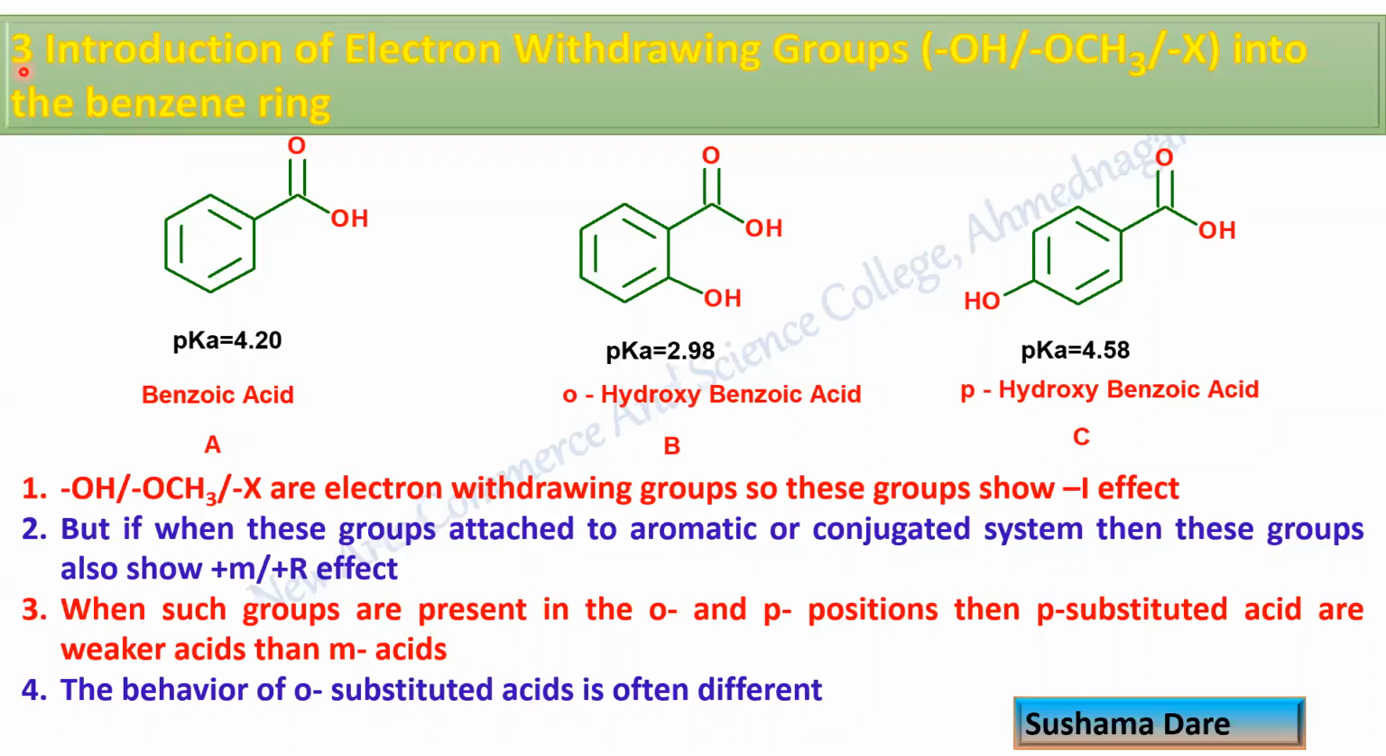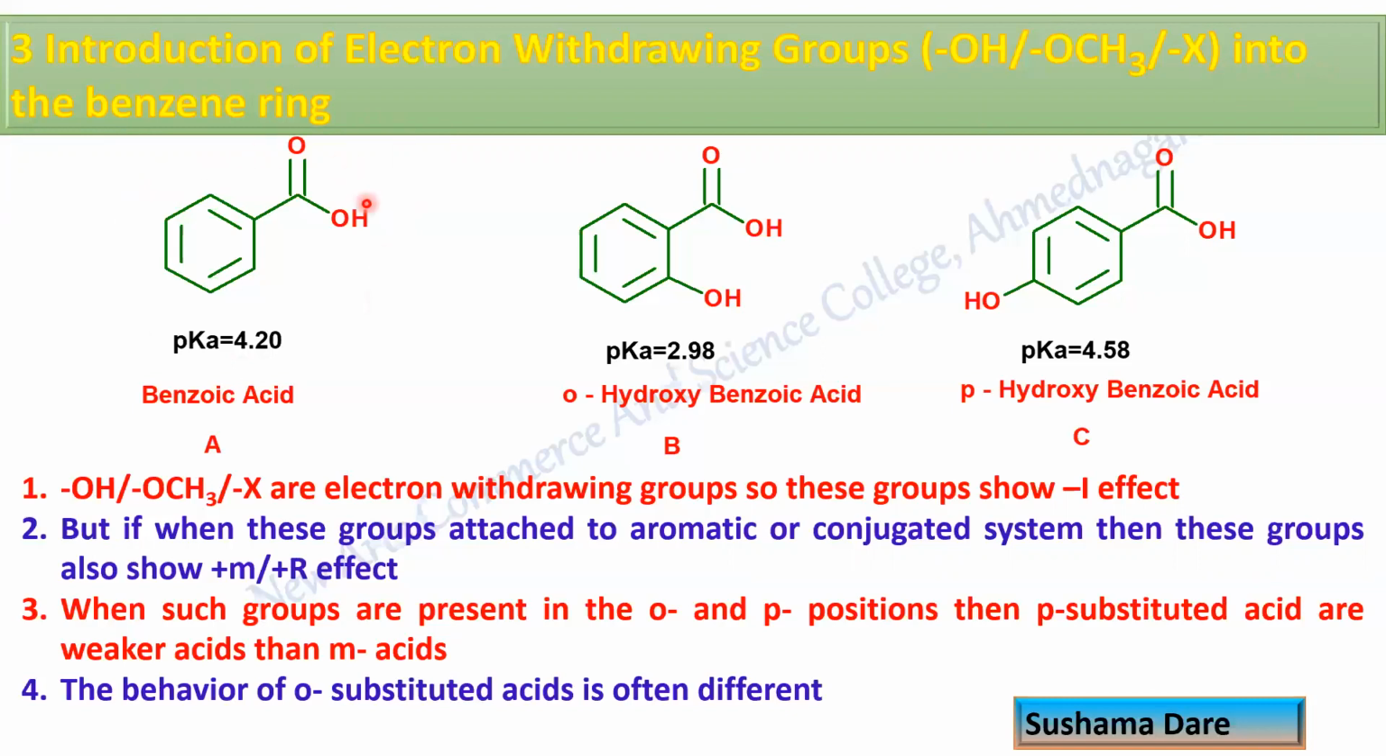Now, the third one is, no doubt here also we are going to talk about the introduction of electron withdrawing group, but in the previous point, that is number 2, which group did we discuss? We discussed the nitro group in that slide. Now here we are going to talk about the introduction of electron withdrawing groups, that is hydroxy, methoxy and X, that is halide, into the benzene ring.